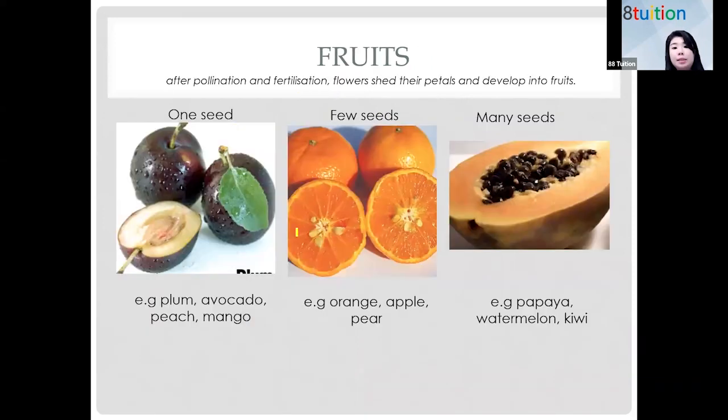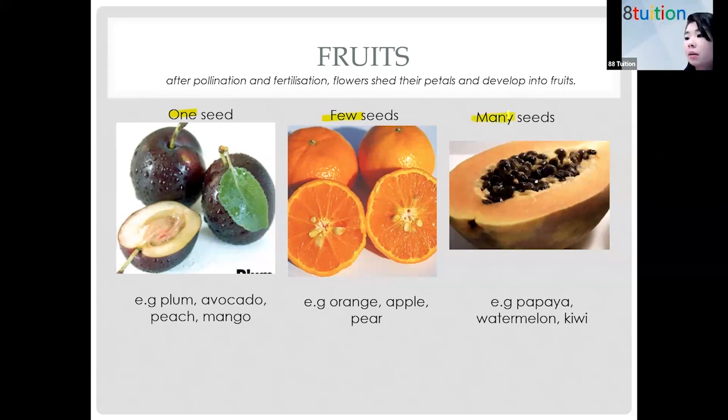Okay, so let's look at fruits now. So as I mentioned, after pollination and fertilization, the flower becomes the fruit. Okay, so here I'm classifying fruits based on the number of seeds they have. There are three categories for classifying fruits according to their seeds. I either have fruits with one seed, fruits with a few seeds, and fruits with many seeds.